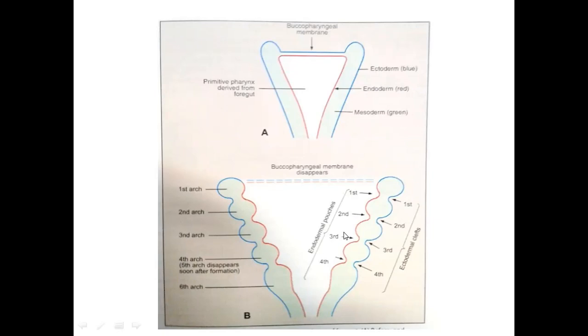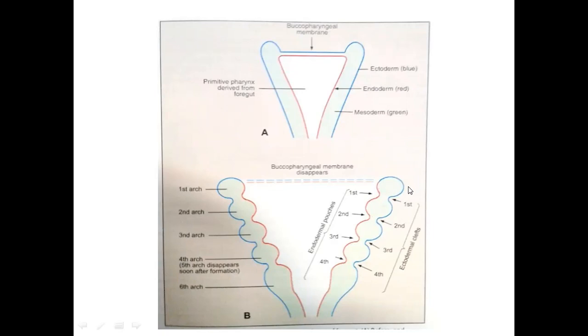So from inside we have labeled endodermal pouches. You can see here this is an outward pouch-like structure. So this is the first endodermal pouch. Then you can see this second endodermal pouch. You can see this is the third endodermal pouch and the fourth endodermal pouch.